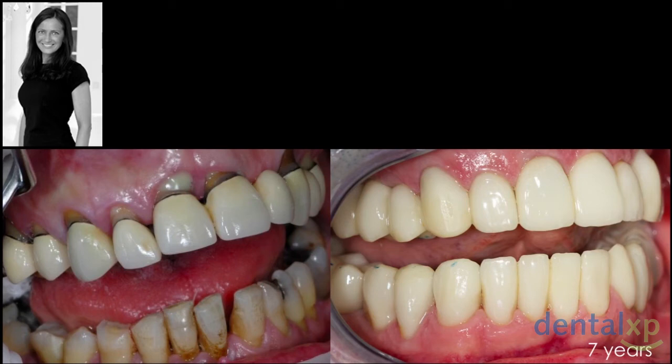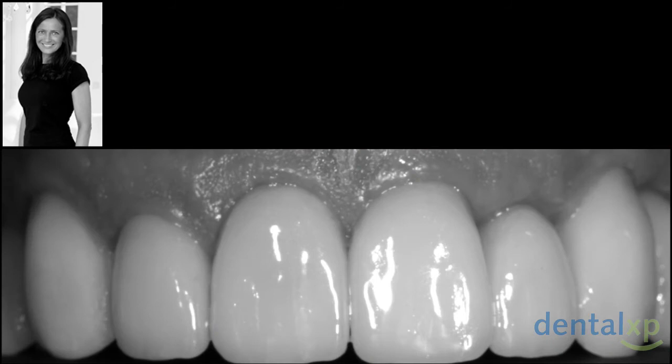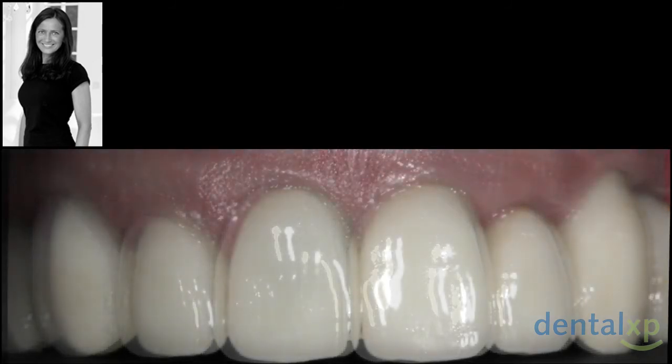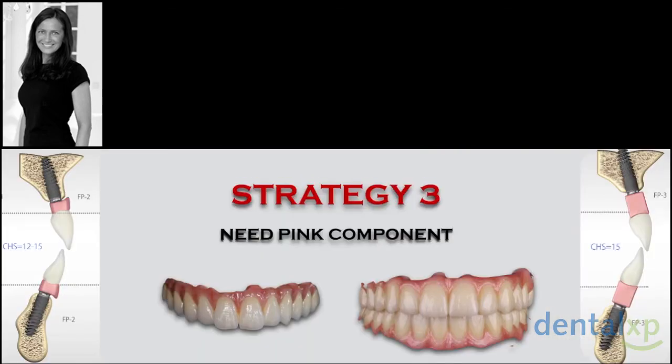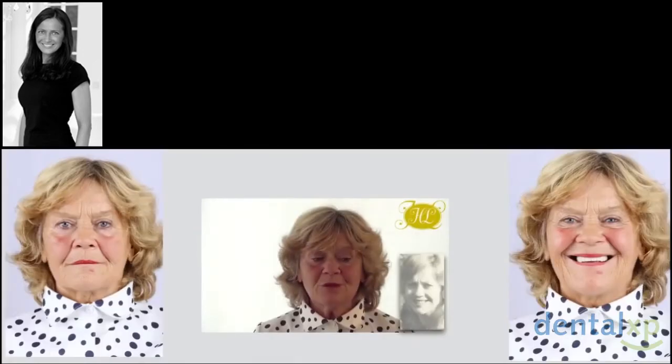And this is how he looks now. Maybe it's not perfect, but it's plaque-free, it's infection-free in a perio case. The strategy 3 of full arch reconstruction treatment is where we need a pin component in order to support the lip. But the procedure is more or less the same.